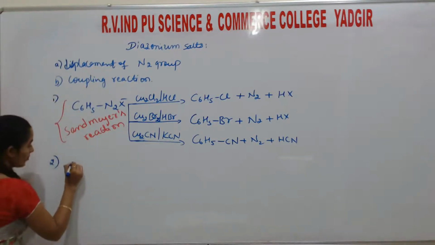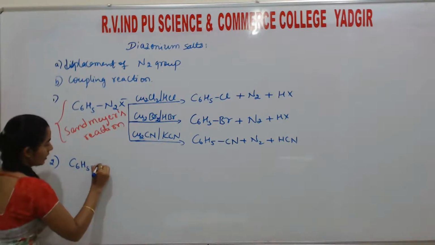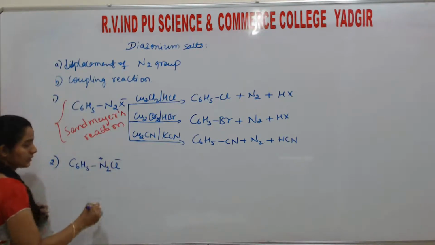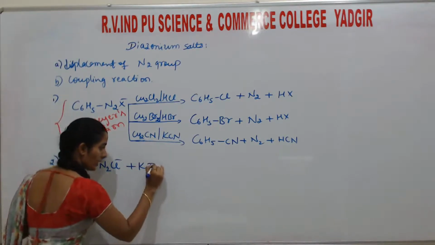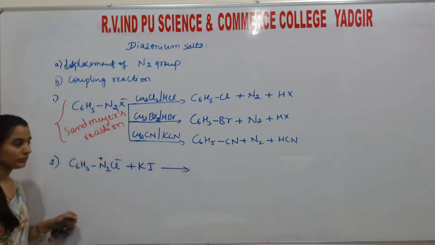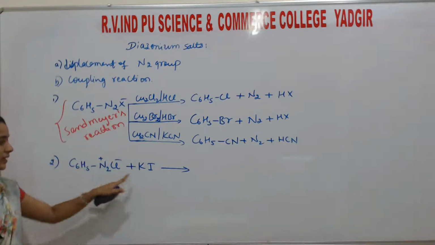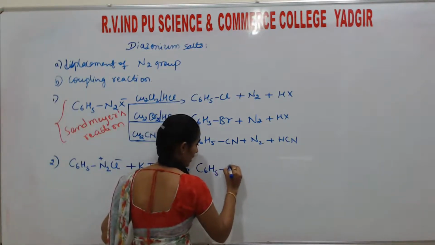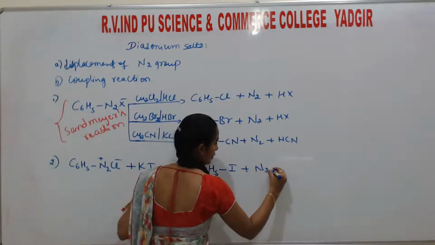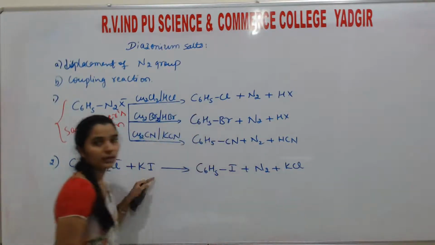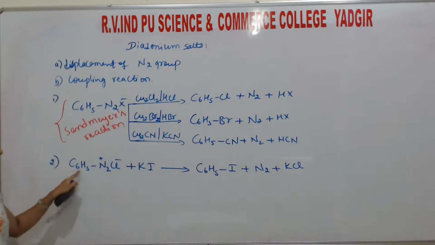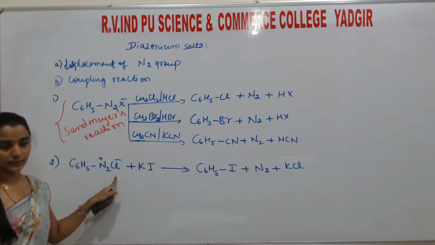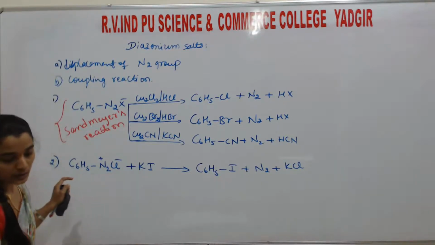Second one, same, consider this C6H5N2+ Cl minus. If it reacts with KI, what happens here? This C6H5 is bonded to the I, that is C6H5I plus N2 plus KCl. Understand?